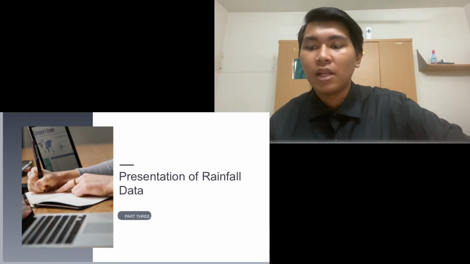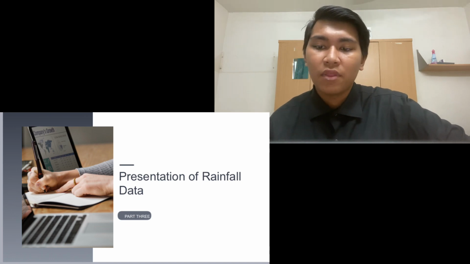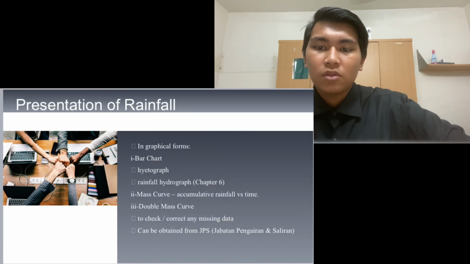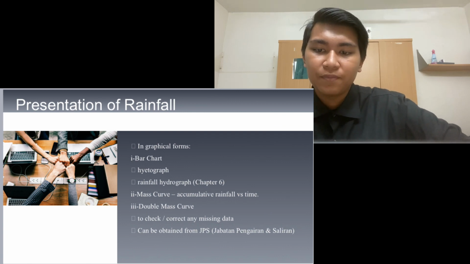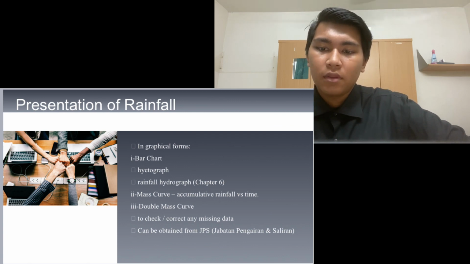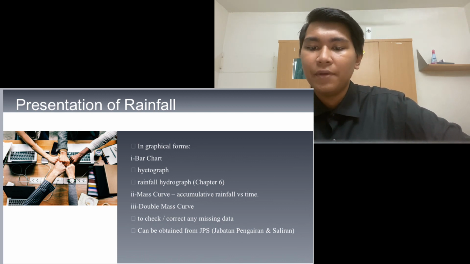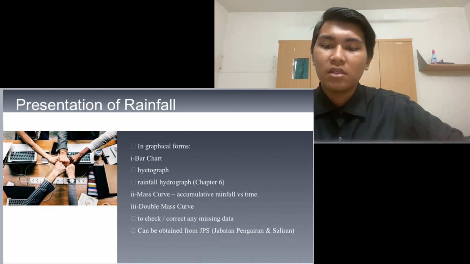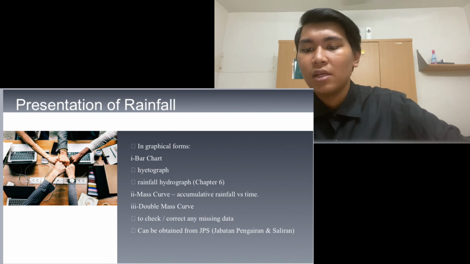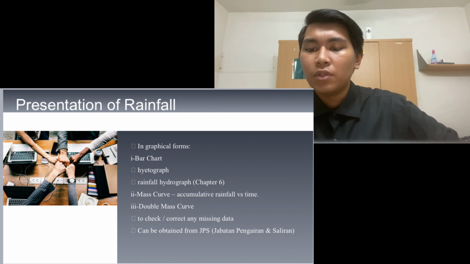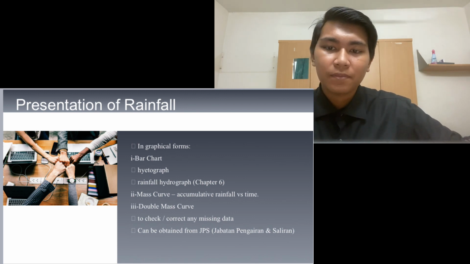So presentation, the last one. This is the last part of this presentation, which is the presentation of rainfall data. In graph form, we have a bar chart, the hydrograph, or rainfall hydrograph. The second one is a mass curve, accumulative rainfall versus time. And the last one is the double mass curve, to check or correct any missing data, which can be obtained from JPS, Jabatan Pengairan dan Saliran.